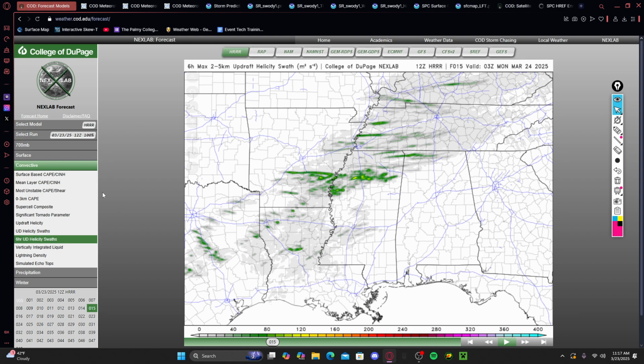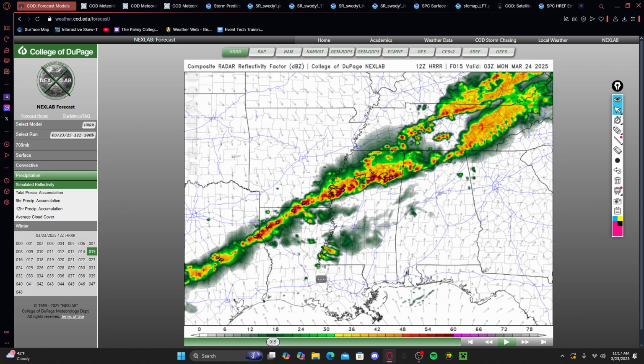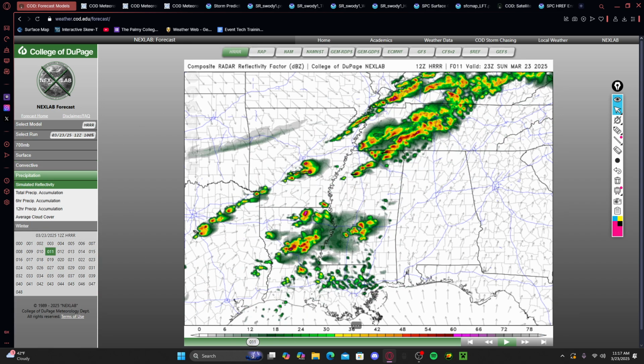The QLCS will be the main threat tonight, but some of those discrete storms early on might pose a tornado risk as well. So if anything to get from this forecast, we're going to be seeing a wind day. Some of these stronger updrafts might have some associated hail. QLCS tornadoes are very much possible today and tonight, especially for the regions in the south. So keep an eye on the weather if you're down in the risk areas. That's about it for this forecast.